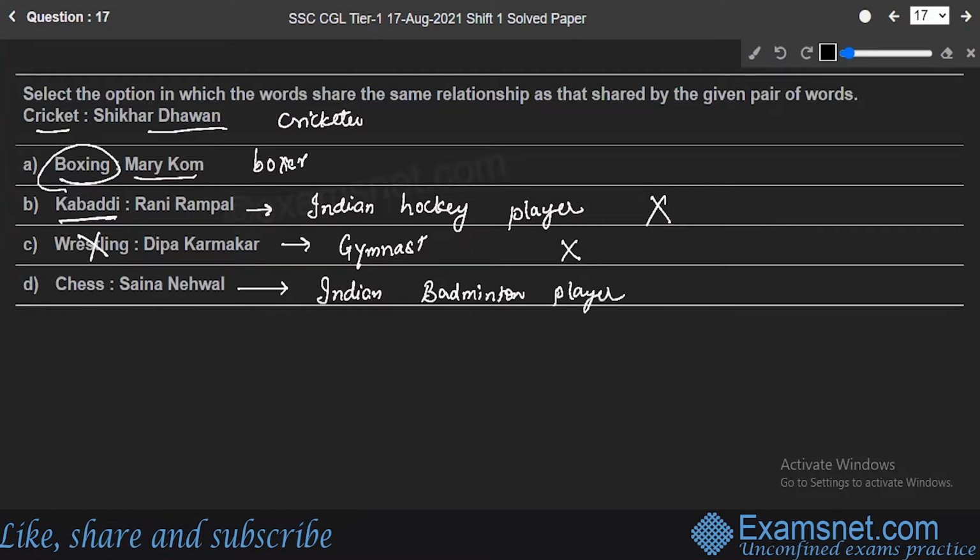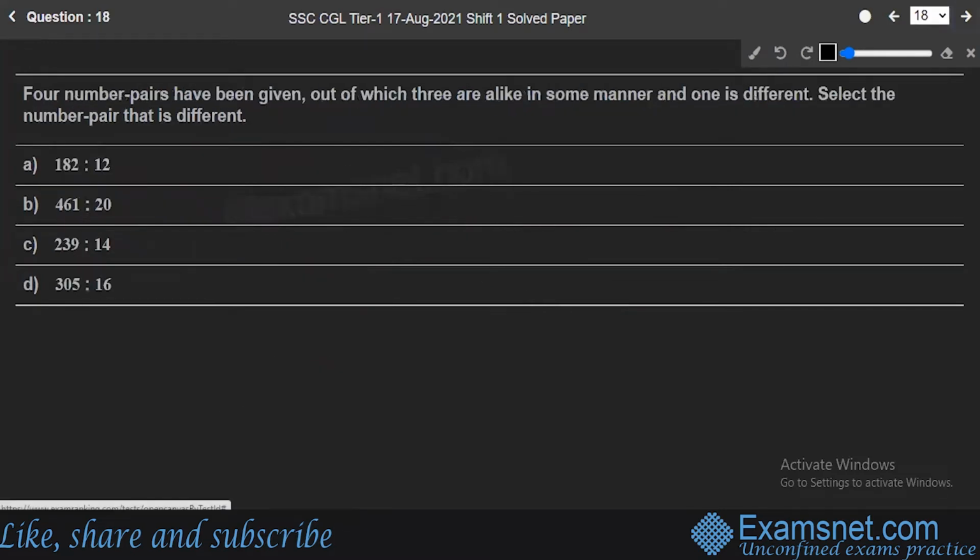So she's not into chess. Even this is incorrect. So all these three options are incorrect. Mary Kom is a boxer. So she is in the field of boxing. Option A is the correct answer. Hope you are clear. Let's move to the next question, number 18.